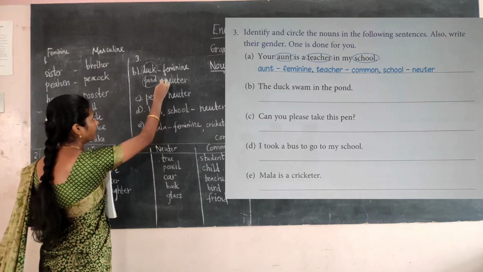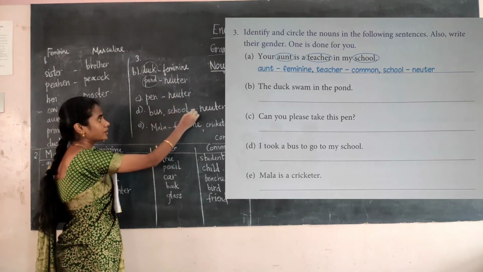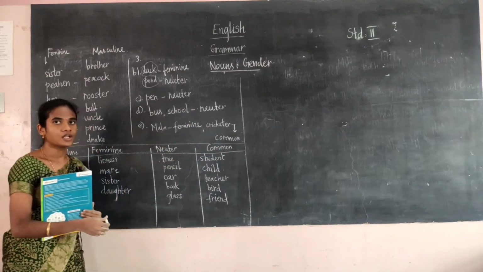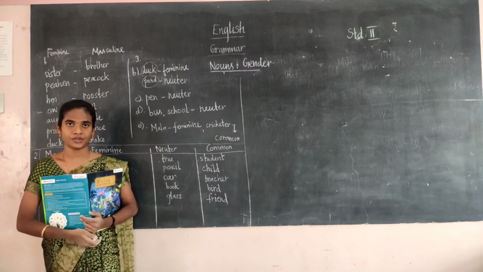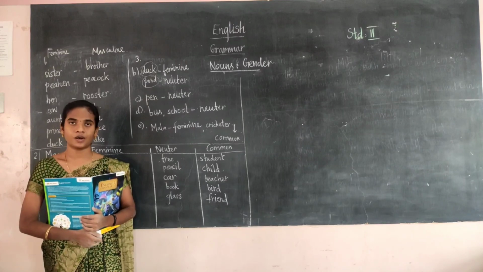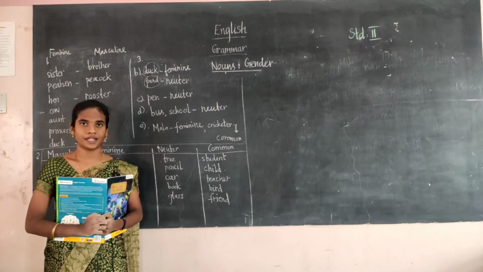So duck is the feminine, pond is the neuter, pen is the neuter, bus and school are the neuter, Mala is the feminine, and cricketer is the common. Okay, students, are you clear with this? What we have seen today are masculine, feminine, common and neuter gender nouns. I hope you remember this. You can copy these in your notebook. Thank you students.